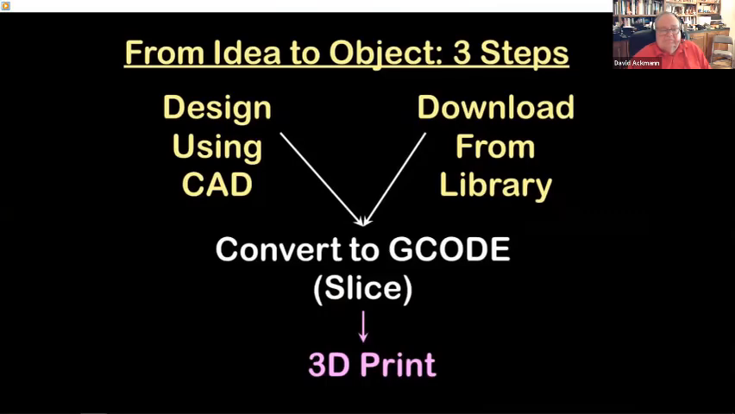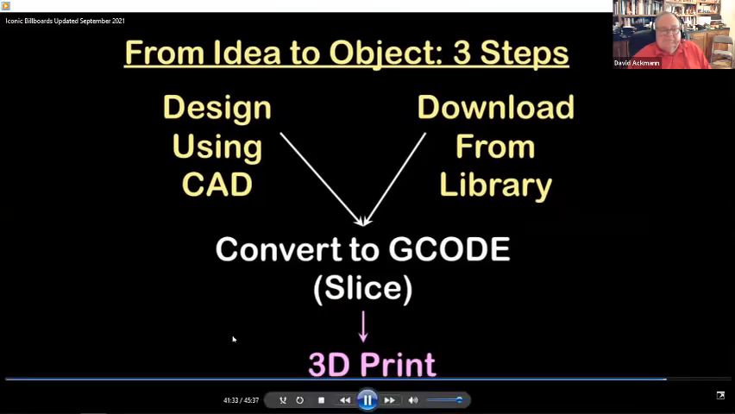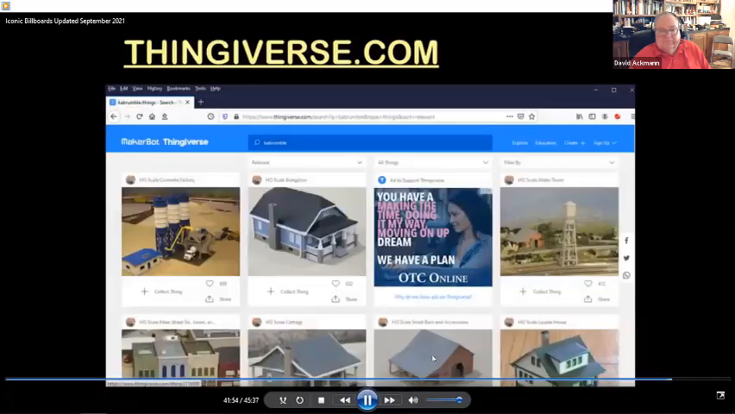Number 1, either designing an object using computer-aided design software or downloading someone else's design from a library. Number 2, converting the design into instructions for a specific model of 3D printer, a process called slicing. And number 3, printing the physical object on a 3D printer.